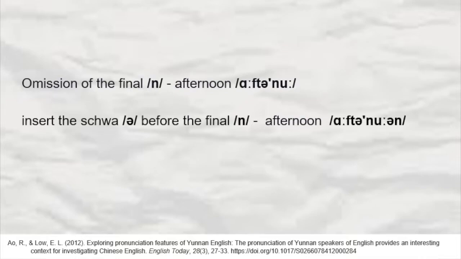A common feature that occurs in consonant pronunciation is the omission of the word final n. For example, learners often read the word afternoon as afternoon, where the n has been omitted unconsciously. Also, speakers are found to insert a schwa before word final n. In this case, the word afternoon is pronounced afternoon. This is probably because the schwa insertion makes the final n easier to pronounce.